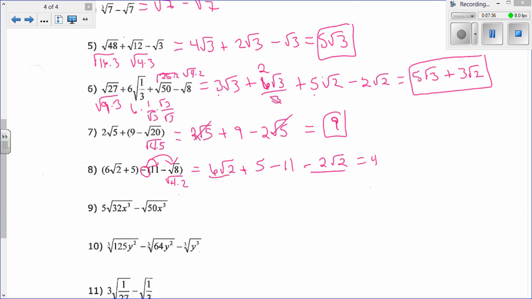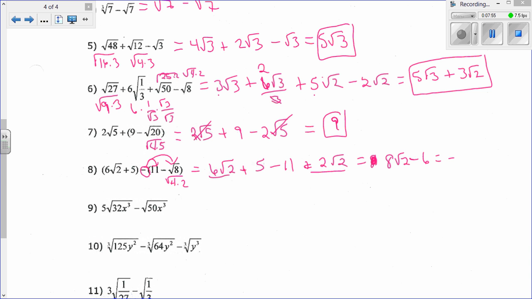Oh, sorry, my mistake, that should be plus. So 6 plus 2 is 8, 8 radical 2. And 5 minus 11 is negative 6.